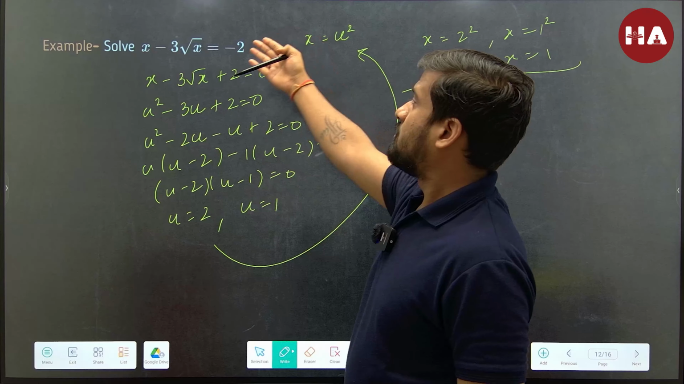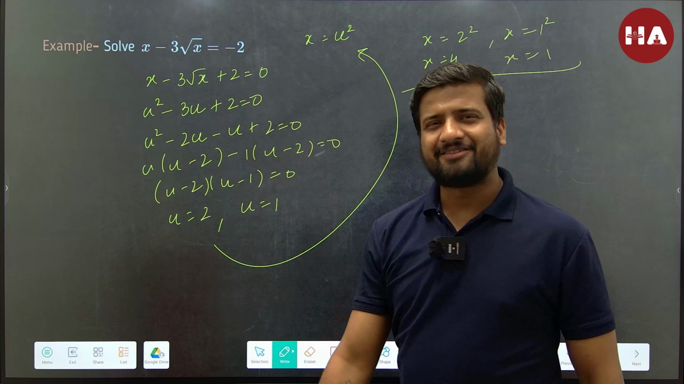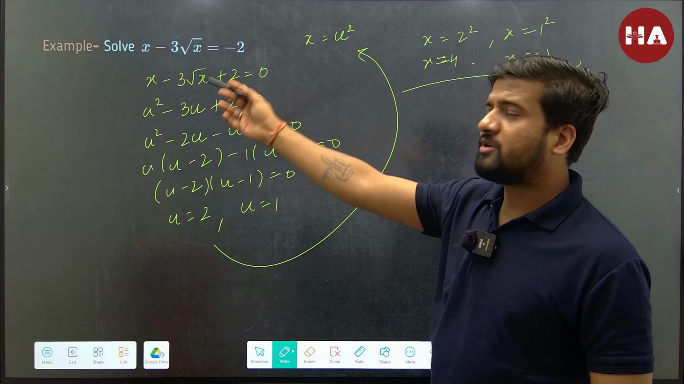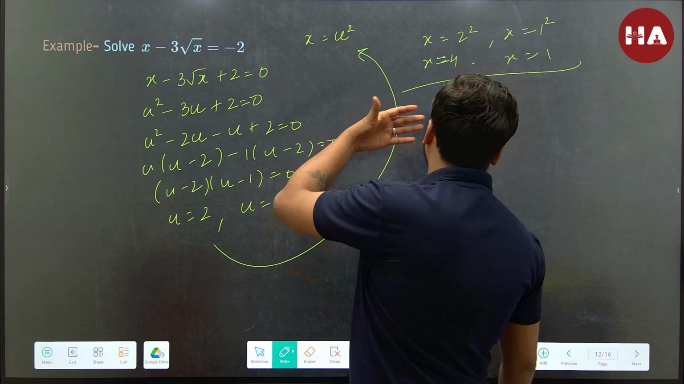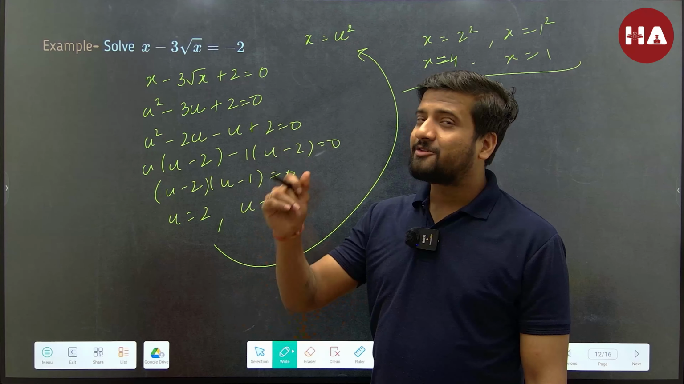If you don't trust me, please check it. Substitute these values of x as 4 and 1 and you will be getting the answer as -2. All right, please note it down.